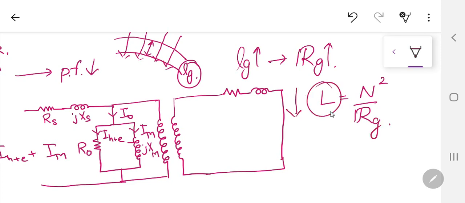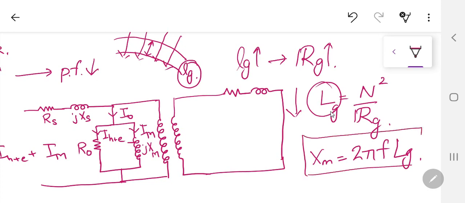The L is going to be small, and since this L is going to be converted into some XM in this case, this is going to be 2 pi f L over here. You can call it capital Lg over here, because actually we have used a small lg for the air gap length. This is actually the inductance of the air gap over here. So this XM which is being produced over here is going to be on a smaller side. So when this is on a smaller side, more current is going to flow in this Im.